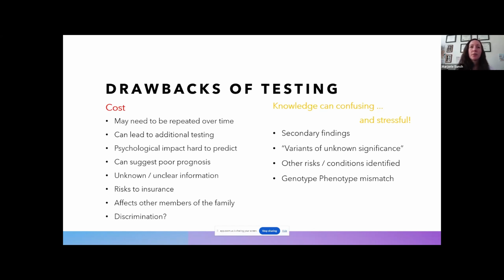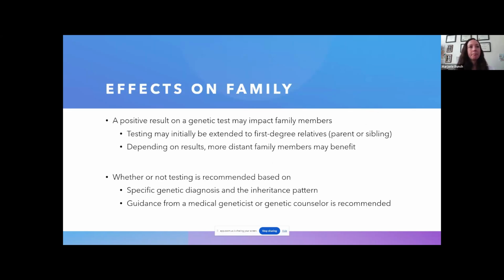Secondary findings can be stressful and confusing when they're found on testing, especially when you're looking at a lot of different things all at once. These variants of unknown significance can pull people into a long rabbit hole of additional testing and unknowns. Maybe other things were identified that you didn't want to know about. And then again, genotype-phenotype mismatch. Maybe you got a positive test, but it doesn't quite match the symptoms. So what do you do with that? It may not be clear.